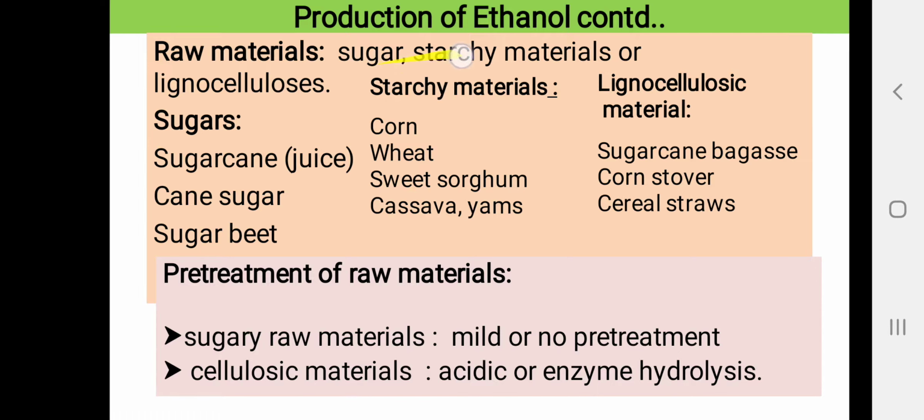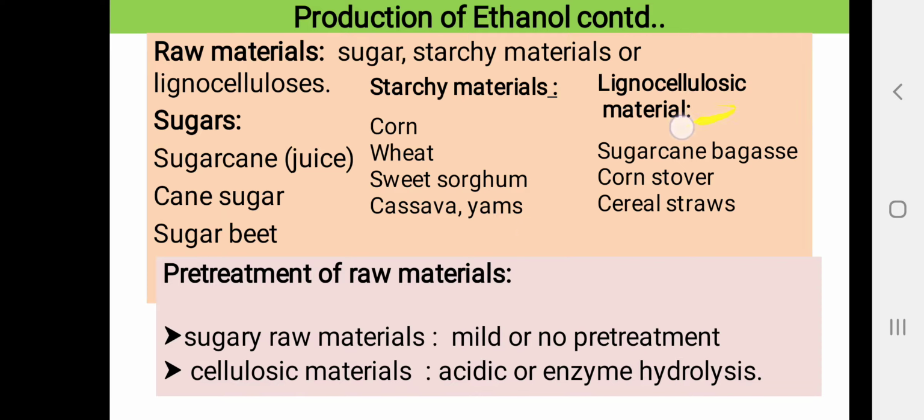Now let us look into the further steps. What are the raw materials used for production of ethanol? The raw materials may be either sugar, or starchy materials, or even lignocellulosic materials. Now in sugars, either sugar cane can be used, that is sugar cane juice, or cane sugar can be used, or even sugar beet. Among starchy materials, it may be corn, or wheat, or sweet sorghum, even cassava and yams may be used.